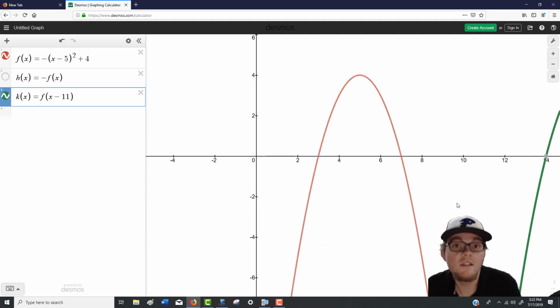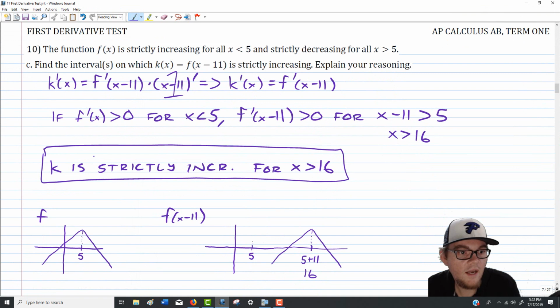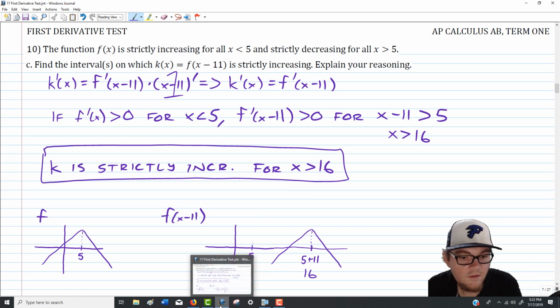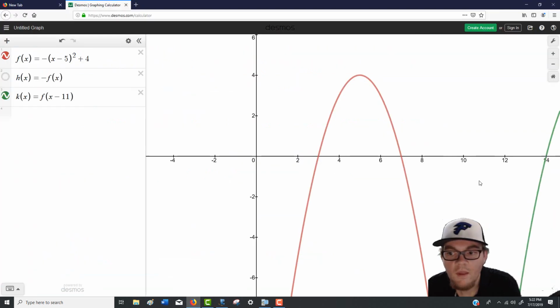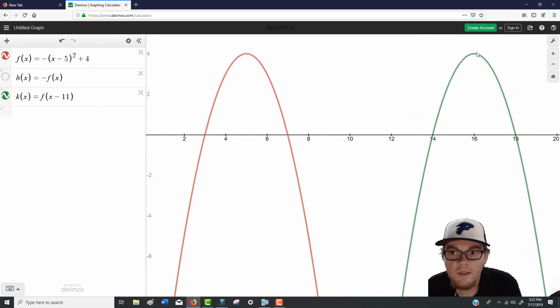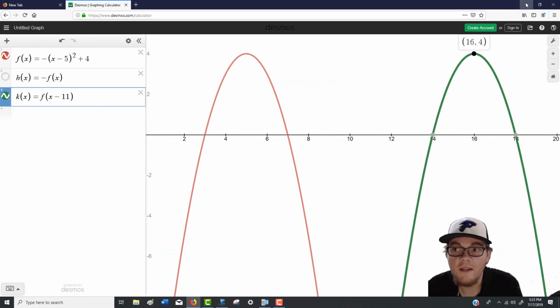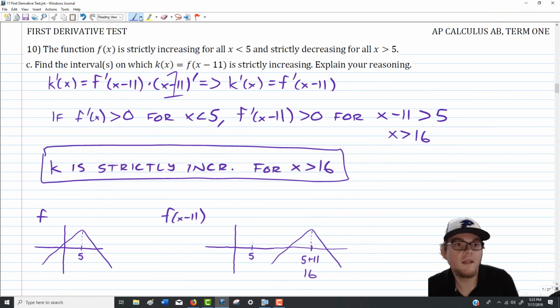So our question is, does this work also? I think we came to the conclusion that k was strictly increasing for x greater than 16. I say greater than, I think I was supposed to say less than 16. So let me go back and see, I think I did. In this case, we wanted it to be strictly increasing. That is definitely x values less than 16. So in fact, it's a good thing that I checked, because I actually reversed my sign here.